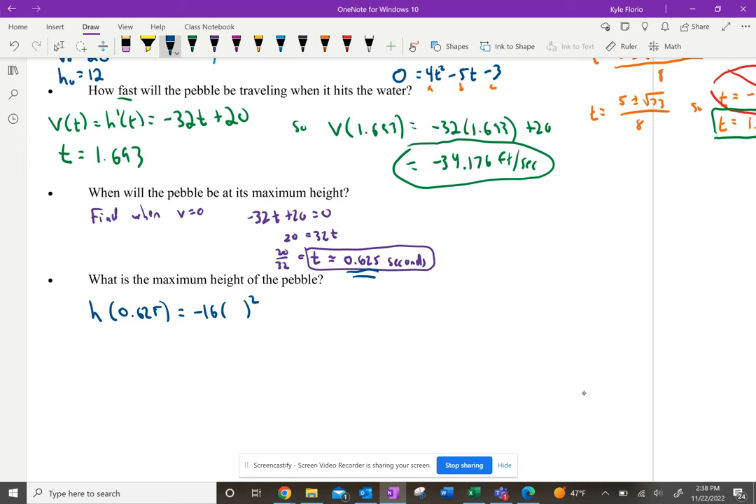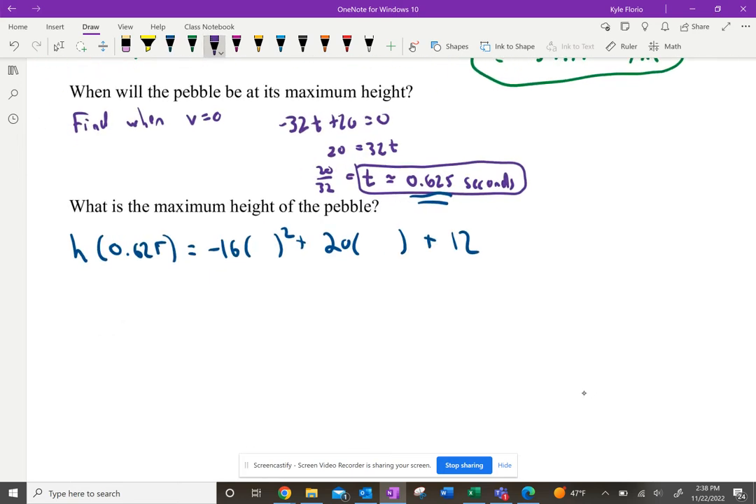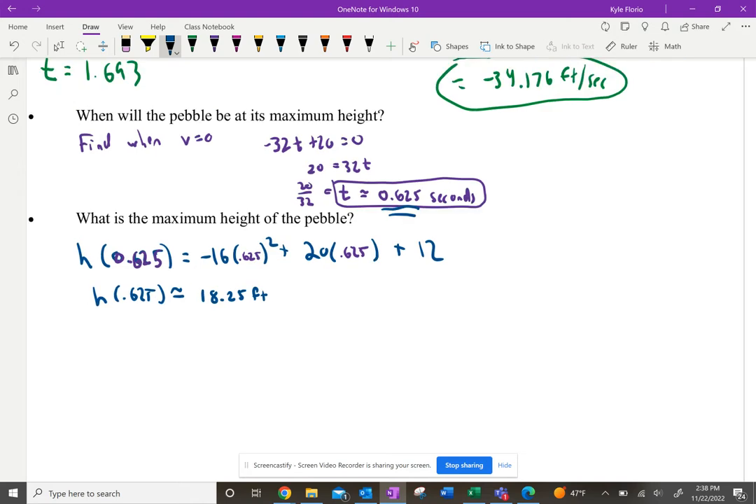Negative 16 times t squared plus my initial velocity times t plus my initial height. And we're just going to plug in 0.625, 0.625. Keep it all color coded. So the height at 0.625 seconds comes out to be about 18.25. So that's its maximum height.